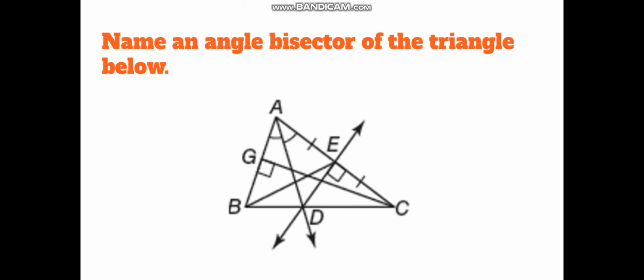An angle bisector of the triangle below. We only see one that has been marked as an angle bisector, and that is AD. It is bisecting BAC. Those two angles are equal. They have been marked. That's the only angle bisector that we know of up here.